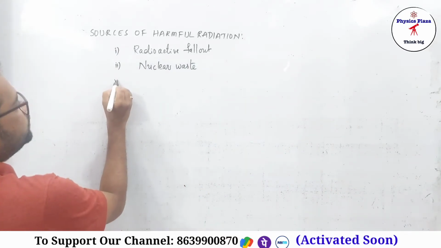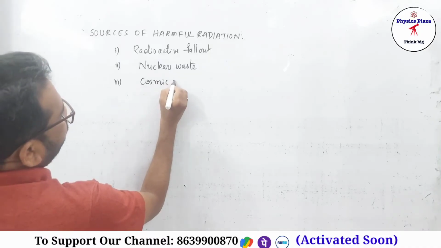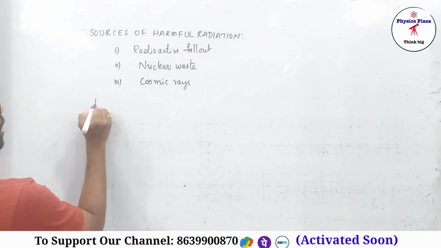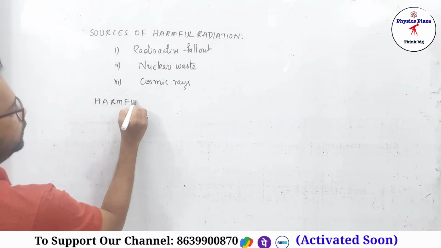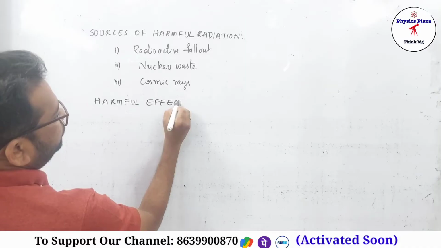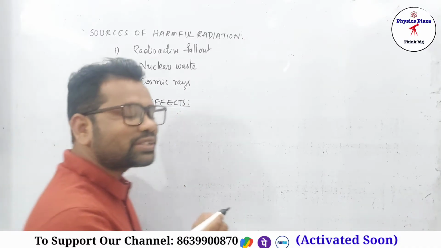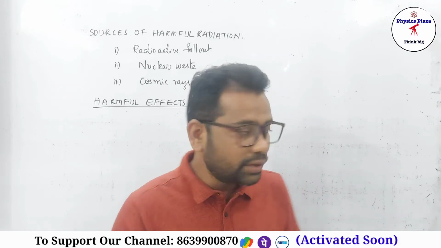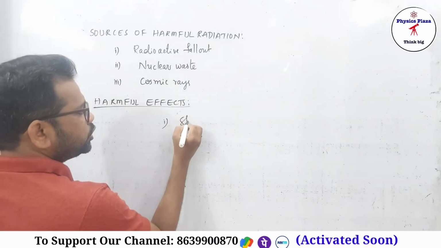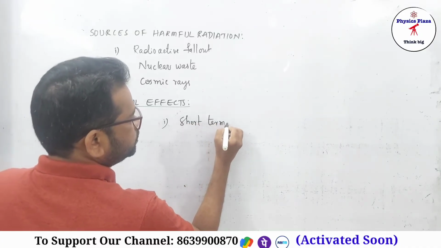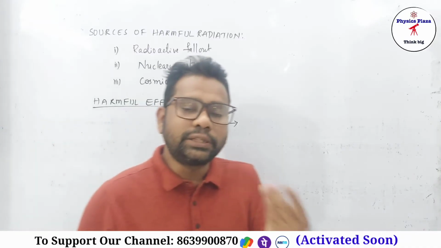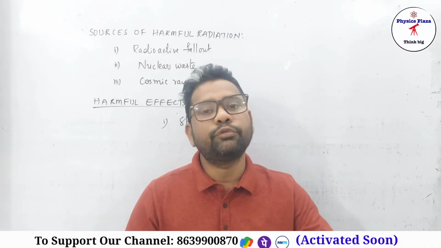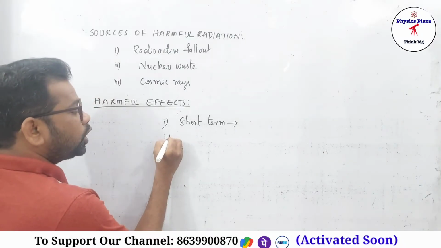And the third one, children, is cosmic rays. Cosmic rays also consist of many harmful radiations. Okay now? Fine. Now children, let us see the harmful effects of this harmful radiation. Here we have two types of radiation effects. The first one, children, is short term. Short term effects are curable, meaning if a person gets any health issue due to this radiation, he can be treated. He may recover in a few days, few months or a few years. Okay, fine. And the second one is long term.